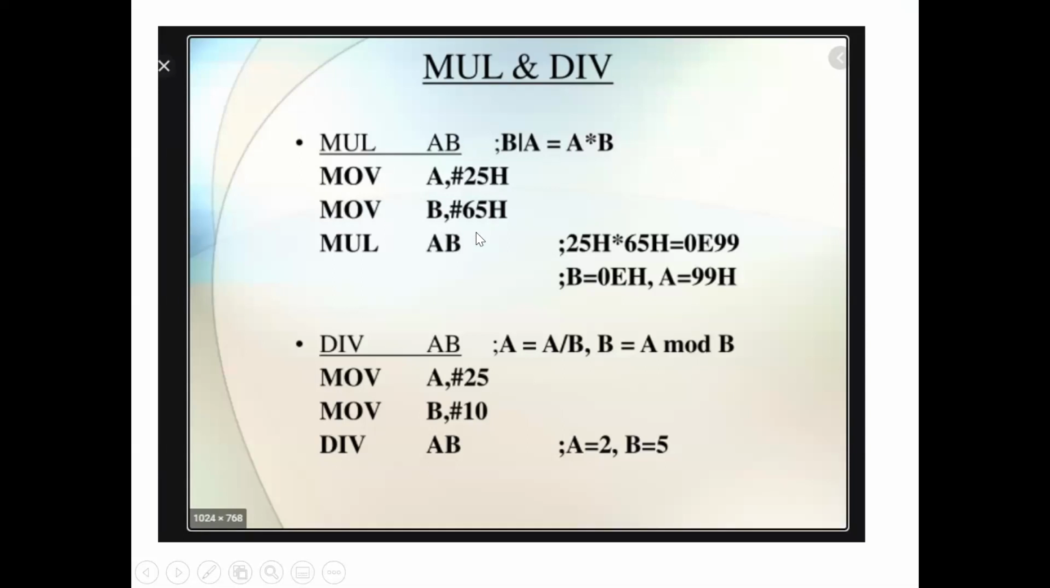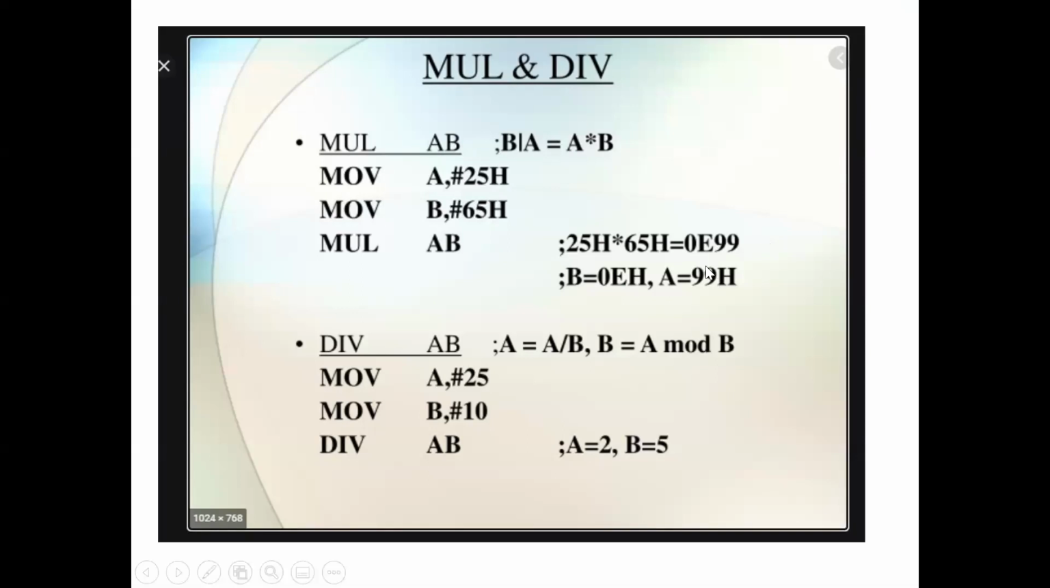So 25 times 65, what is my answer? 0E99. But we all know, after an arithmetic operation, my answer will be stored where? In the accumulator. But my accumulator will always hold what? 8-bit data.